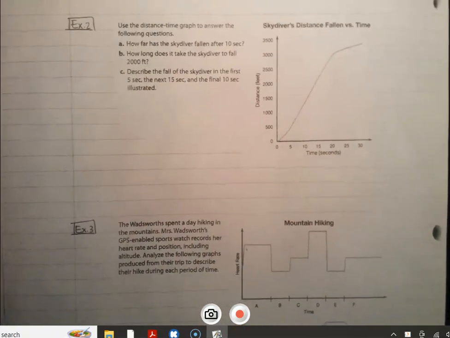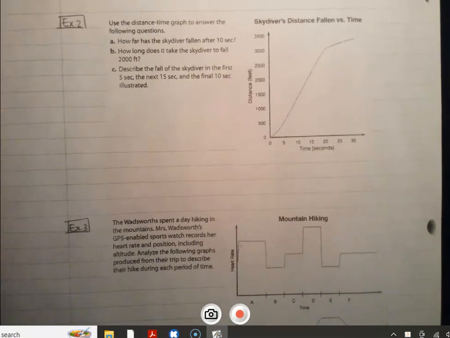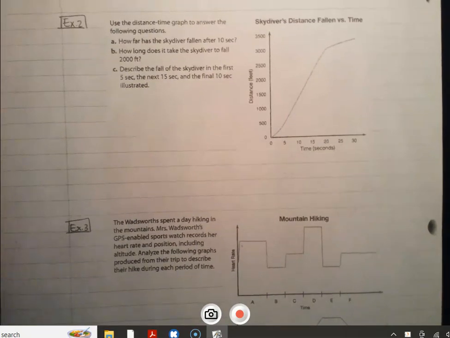All right, use the distance time graph to answer the following questions. All right, so let's check this one out. We've got the skydiver's distance fallen versus the time. So time is our independent variable. So I'm going to put down here independent. And the distance is the dependent variable. So that says DEP. I kind of wrote it sideways. Doesn't really look very good, but it's dependent.